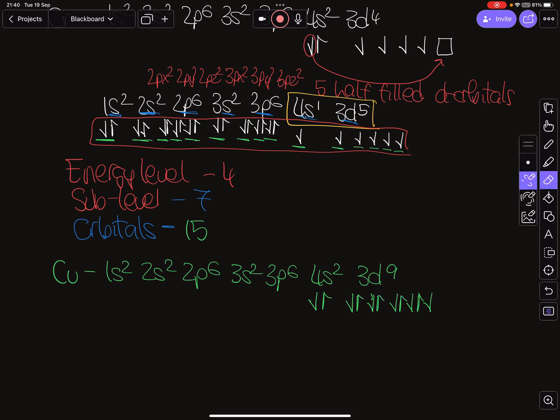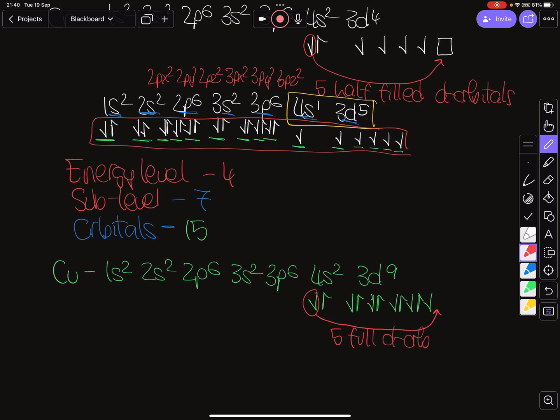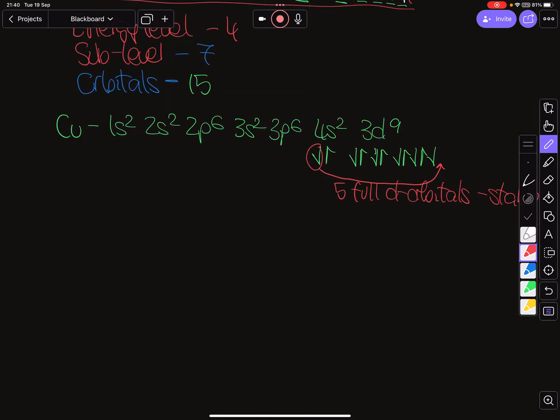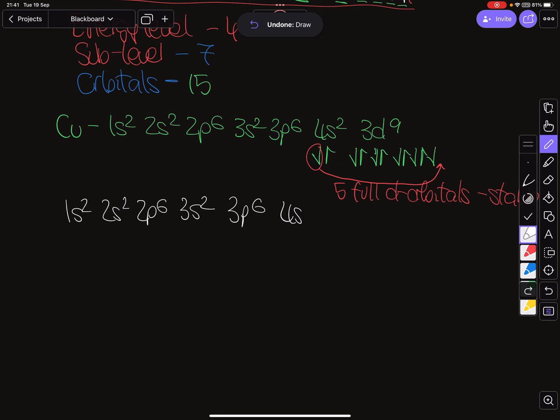Now it is more energetically encouraged to move an electron from the 4s to here, because when that happens I now have 5 full d orbitals, and that is very stable, even more stable. So we rewrite our electron configuration as 1s2, 2s2, 2p6, 3s2, 3p6, 4s1, 3d10. So you need to recognize this.